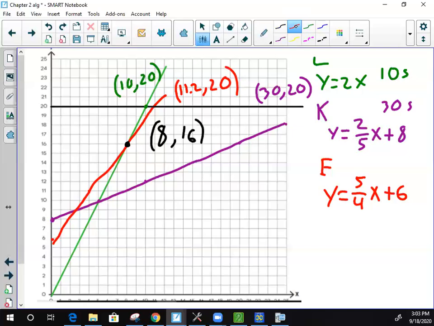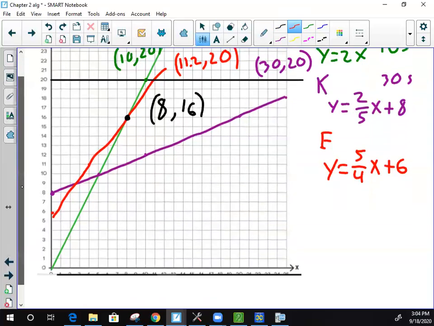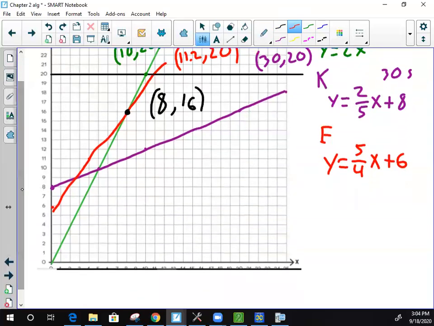Question E is asking us, the school newspaper wants to report Kirsten's speed. How fast was Kirsten riding? And write it as a unit rate. So if we look, we're looking at her slope. How we would write this is that Kirsten was moving at 2 meters for every 5 seconds.